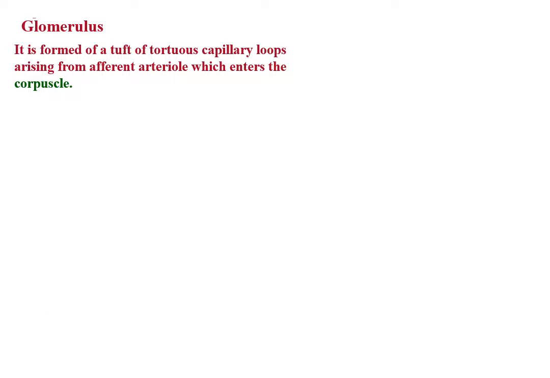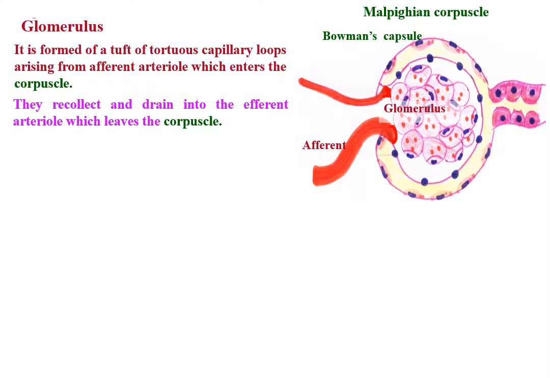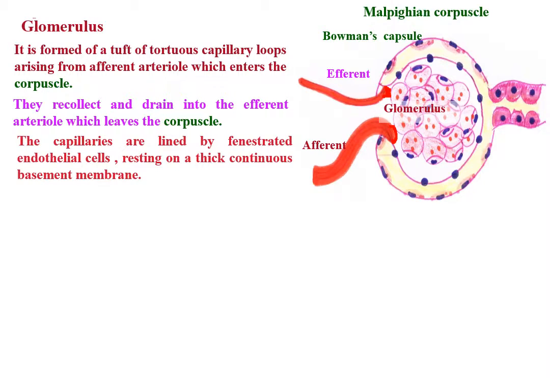The glomerulus is formed of a tuft of tortuous capillary loops arising from the afferent arteriole, which enters the corpuscle. These capillary loops recollect and drain into the efferent arteriole, which leaves the corpuscle. The capillaries are lined by fenestrated endothelial cells resting on a thick continuous basement membrane.